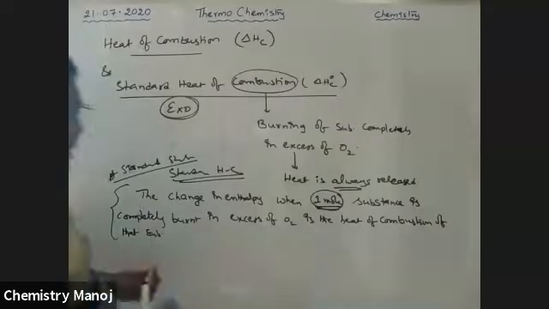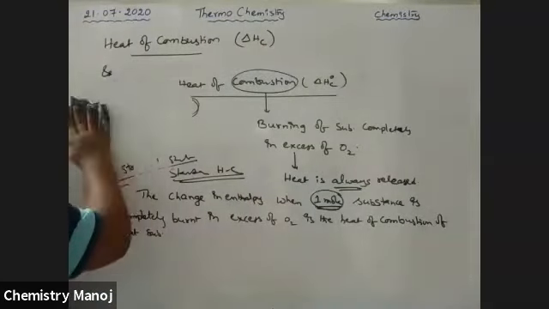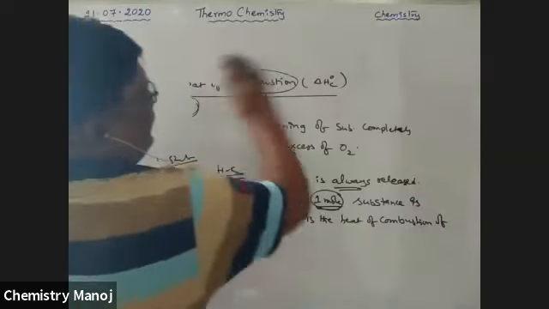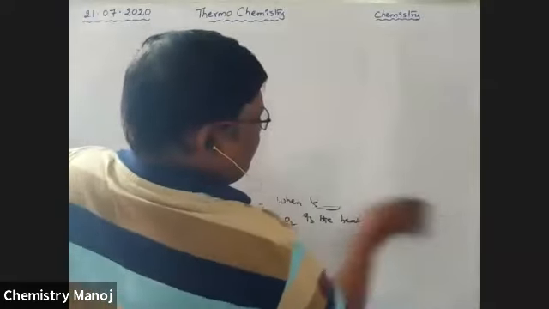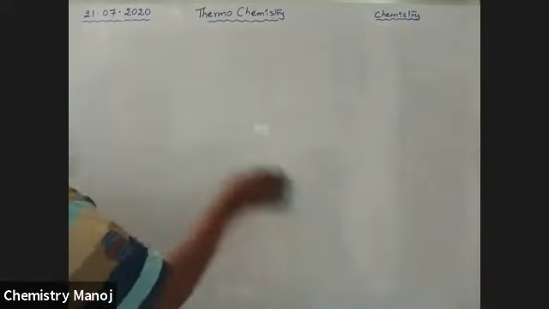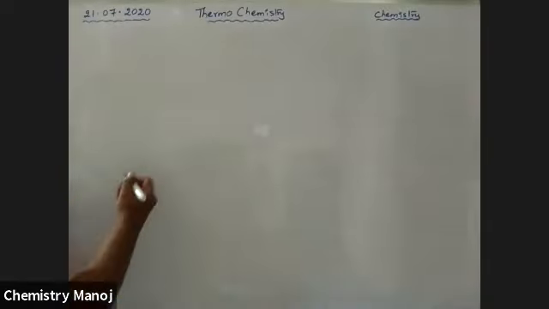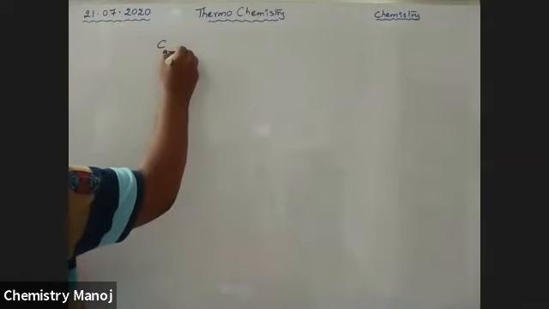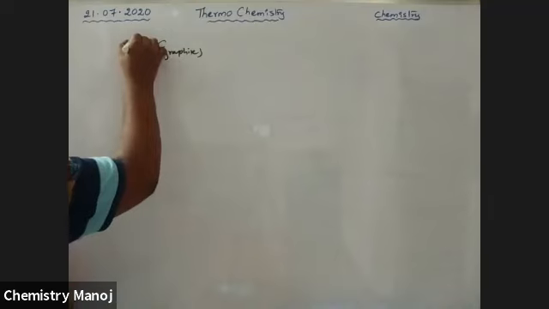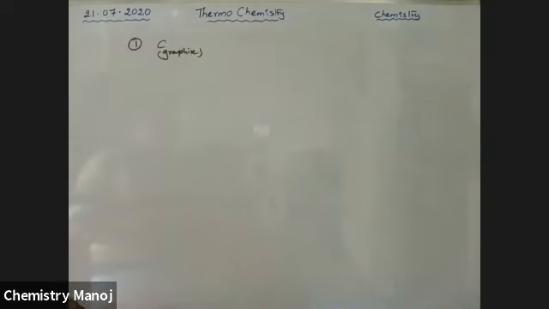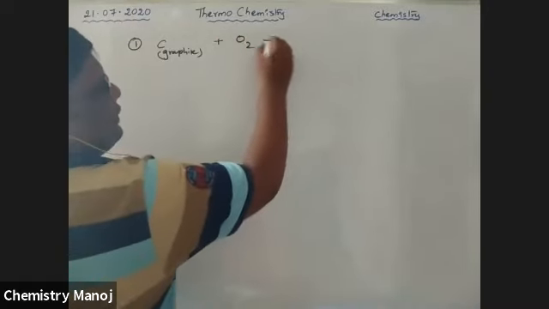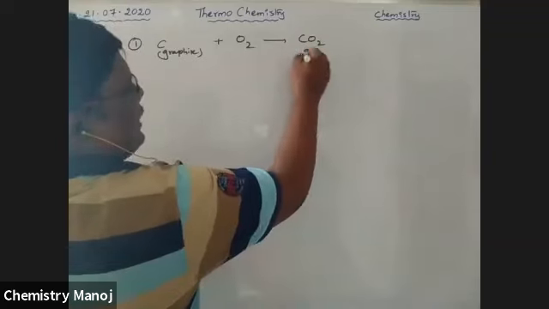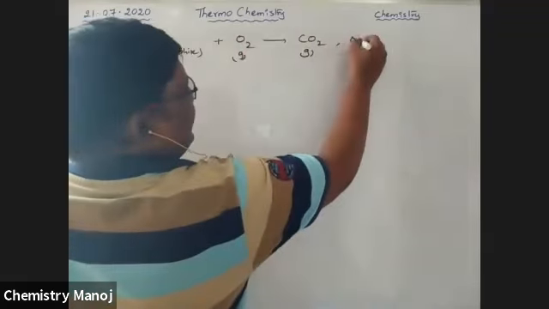See, I will explain with an example. I have carbon graphite. I am taking 1 mole of carbon graphite and going to burn this graphite in excess oxygen. That gives carbon dioxide, which is in the gaseous state. Some heat energy is released.